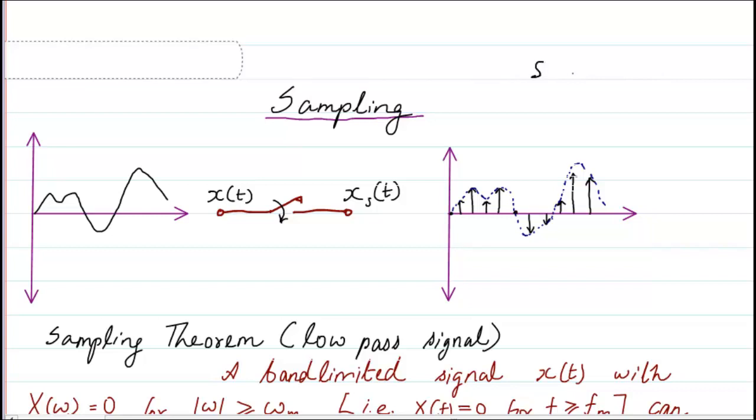sampling, the second step is quantization, and the third step is coding. Out of which the first step, sampling, is what we are going to deal with here.